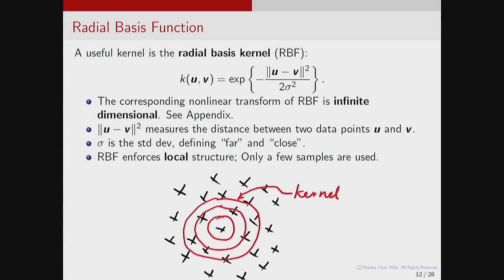I can do that. And if you want to show what the corresponding nonlinear transform is, it's doable. It's shown in the appendix. It's just a little bit tedious. You can show that the nonlinear transform is an infinite dimensional transform on the input data u or v. If you do that, you can get to this kernel, the radial basis kernel. So this is a kernel.